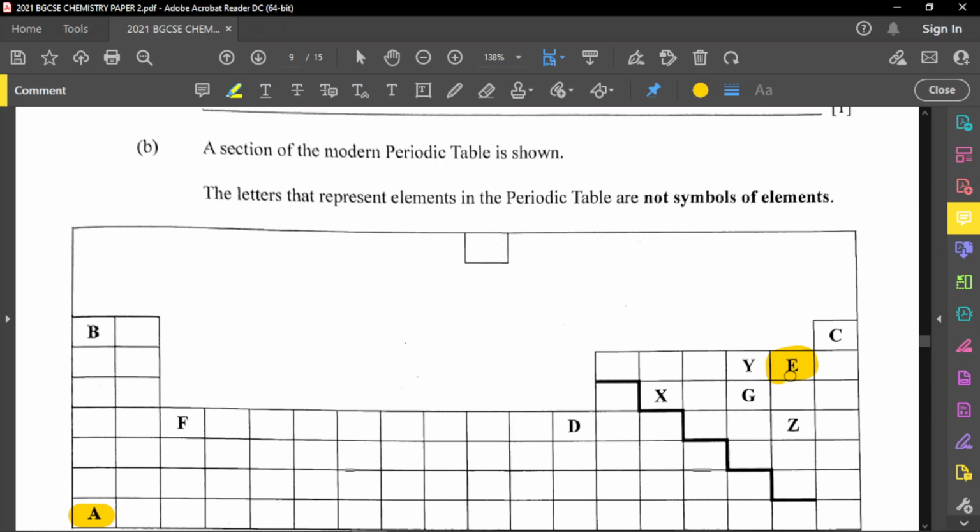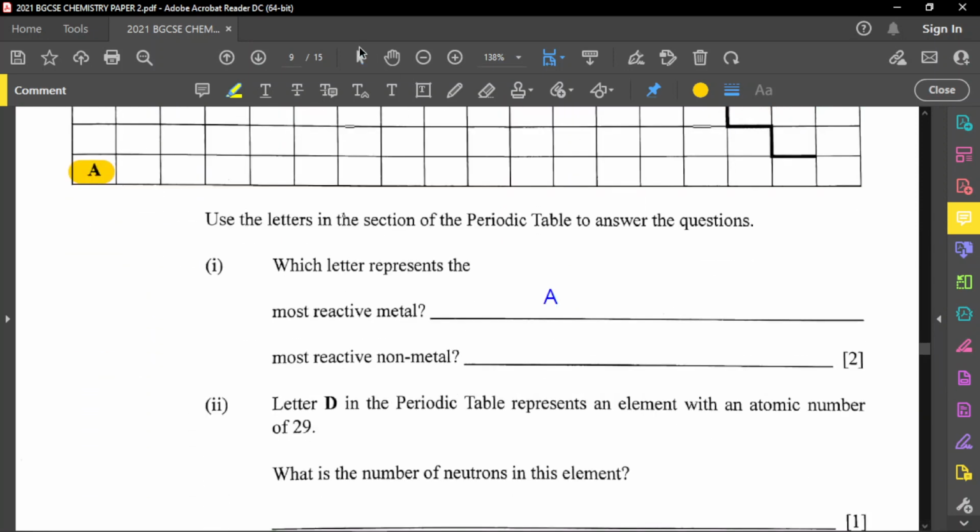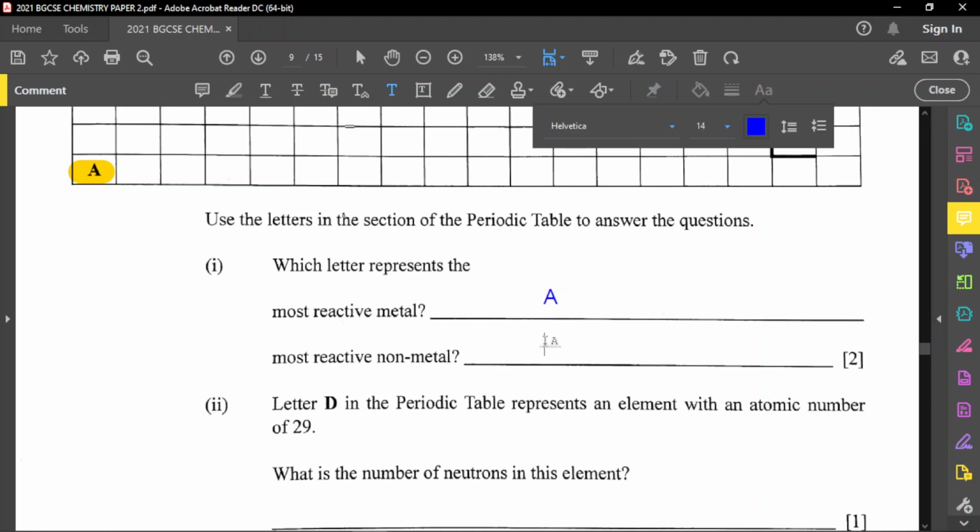The term that we use here is most electronegative element. This represents fluorine. We know that fluorine is the most reactive non-metal because it is most electronegative. So E will be your answer right here. If they ask you to explain, you can explain it in terms of atomic radii. Small atomic radii for non-metals are more reactive because they can pull electrons closer to them. But for metals it is the opposite. The bigger the atomic radii, the more reactive they are because they tend to lose electrons easier.